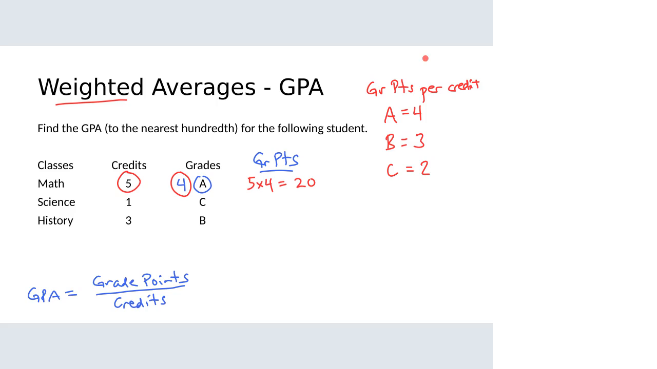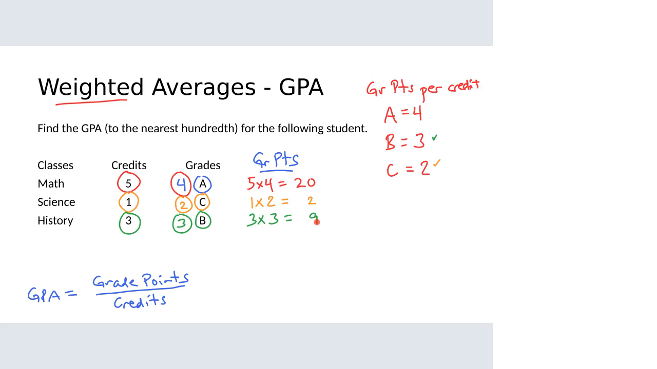When we look at science, this student got a C in science, and a C is worth 2 grade points per credit. It was a 1-credit class, 2 grade points per credit, so we're going to multiply those. 1 times 2, they earn 2 grade points for that science class. Let me know if you see anything that doesn't make sense, you're not sure where it came from. In that history class, the student earned a B. A B is worth 3 grade points per credit. It's a 3-credit class, 3 grade points per credit. So we'll multiply those and they earned 9 grade points for their history class.